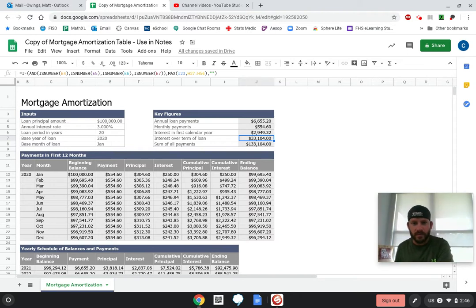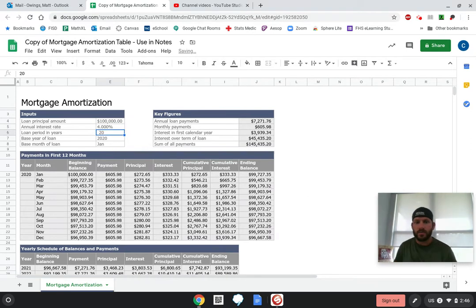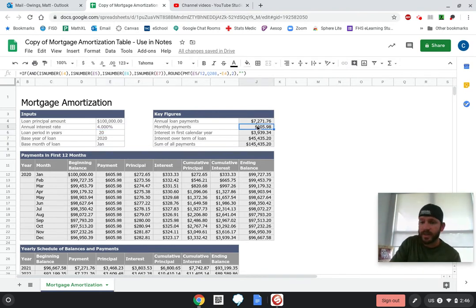So I'm going to go through and jot down some of these. I'll probably pause it once I have it all written down for you. But the next row says, all right, what happens if we increase our interest rate to 4%? And you'll notice our monthly payment went up to $605.98. Total cost went up to $145,000. Total interest paid, it went up.